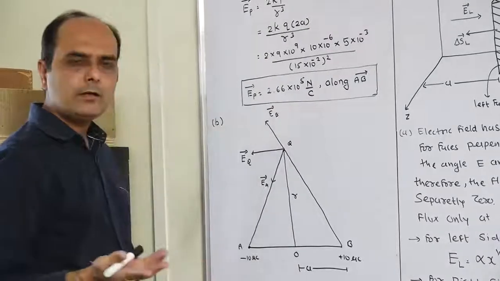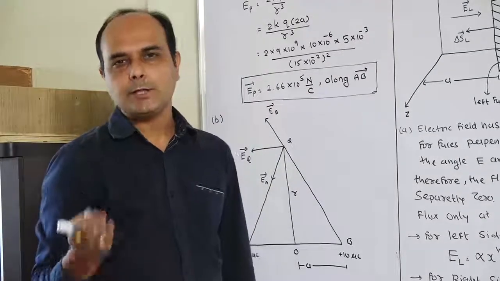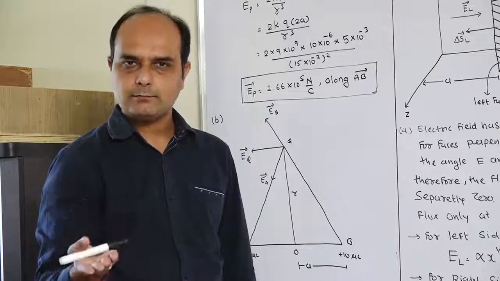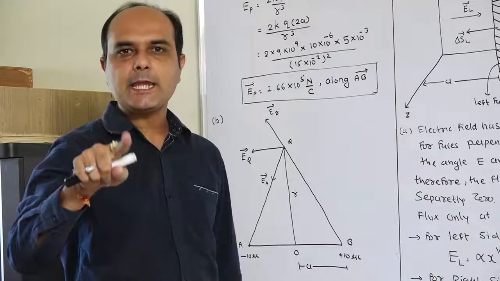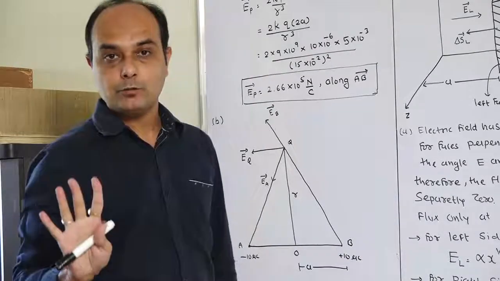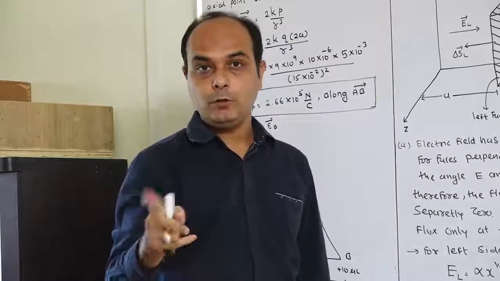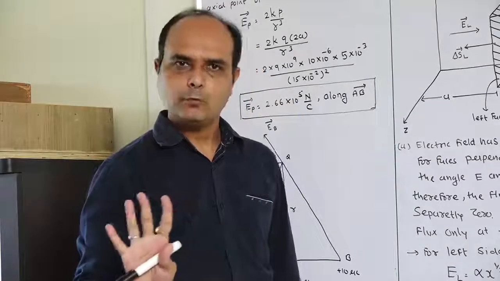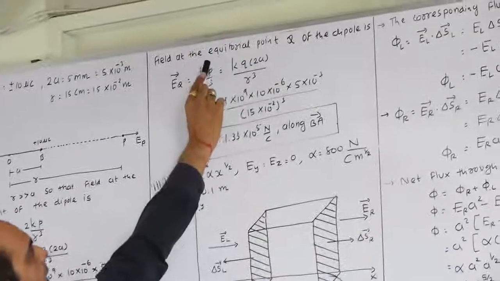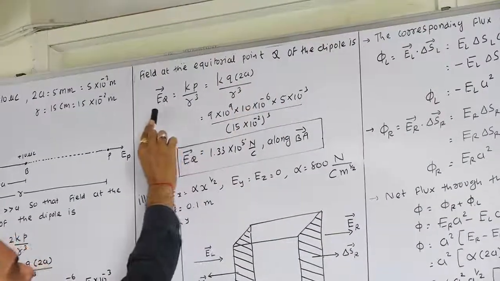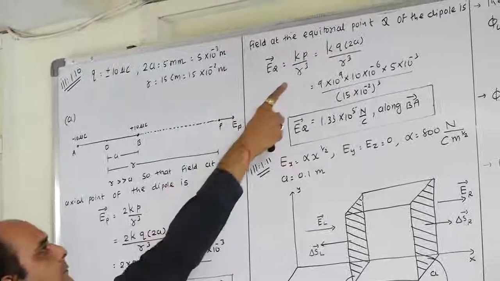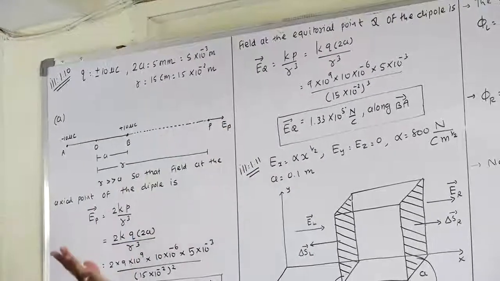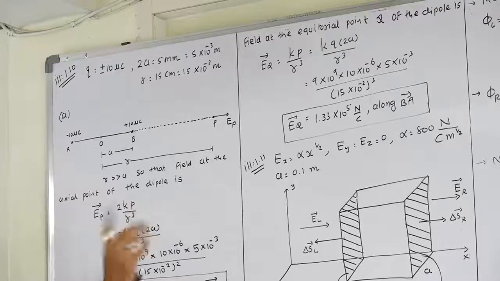Now the electric field on the equator of the dipole is half of that on the axis. On the equator of the dipole, the electric field intensity is given by kp by r cube. On axis, 2kp by r cube; on equator, kp by r cube. The electric field at equatorial point Q of the dipole is given by Eq is equal to kp by r cube. Student, please compare these two equations. What is the difference? On the equator, the 2 is removed. On the axis, the answer is double.